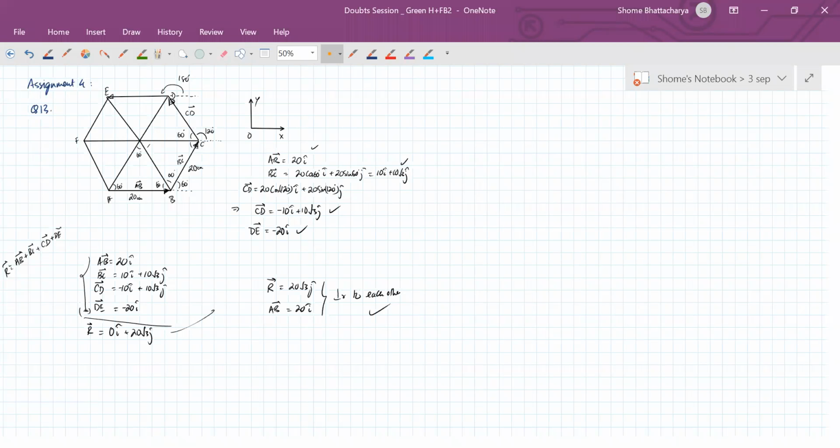Okay, so this is one way in which you can do the question, Riti. So now you can check all the options from this. Okay, let's move on to question number 14. Same assignment. Let's move on to question number 14 next.